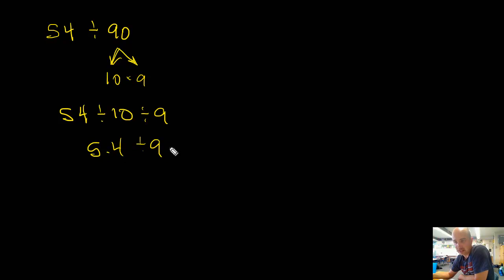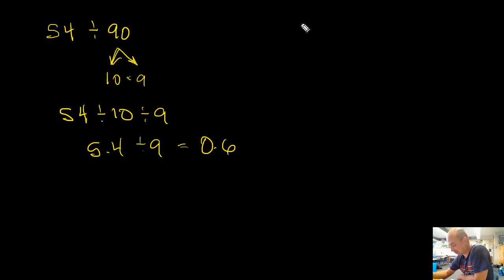So we can rename this as 54 divided by 10 and then divide that by 9, right? Let's try that out. 54 divided by 10, well, we just did that, and I'm just moving the decimal place 1 over, so that's 5.4. And if I divide that by 9, 54 divided by 9 is 6, so that would be 0.6.